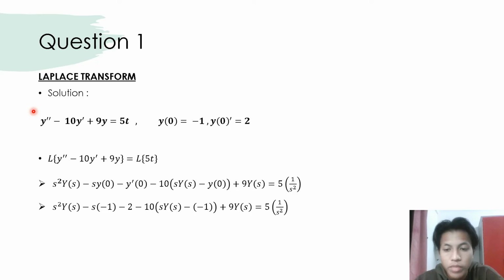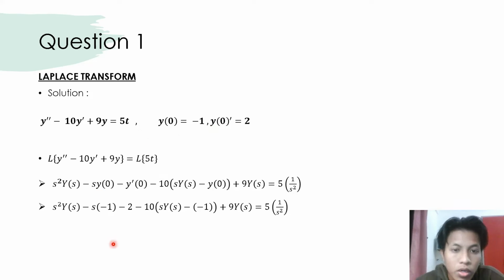So Assalamualaikum, my name is Muhammad Hafizul Hadi bin Hadi. So we continue with question 1, Laplace transform. So the question is the same, y double prime minus 10y prime plus 9y equal to 5t, and it gives y(0) equal to -1 and y prime(0) equal to 2.